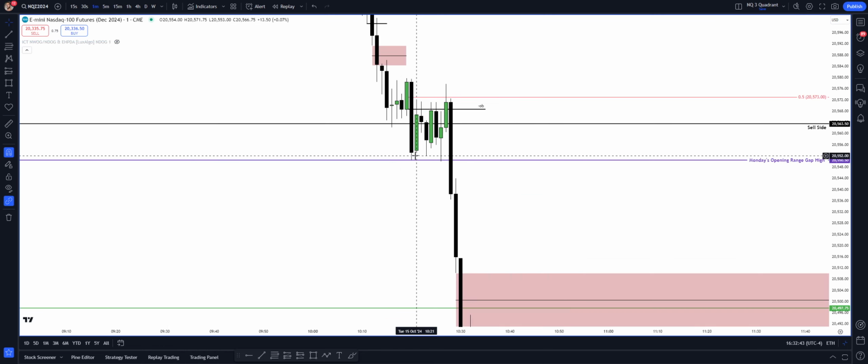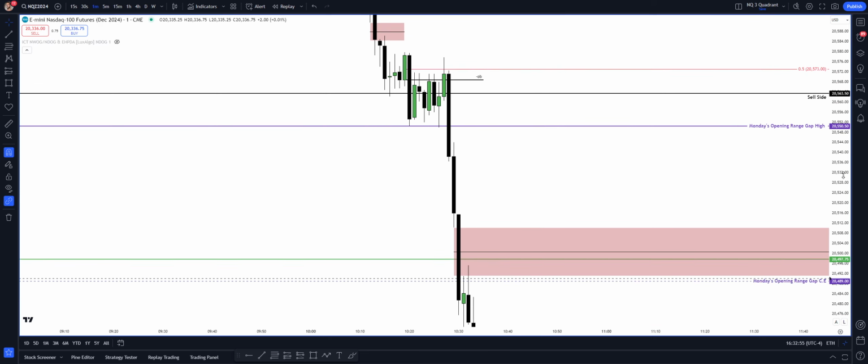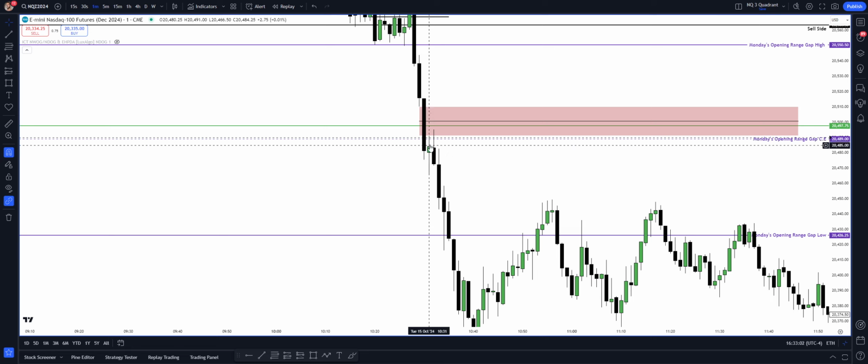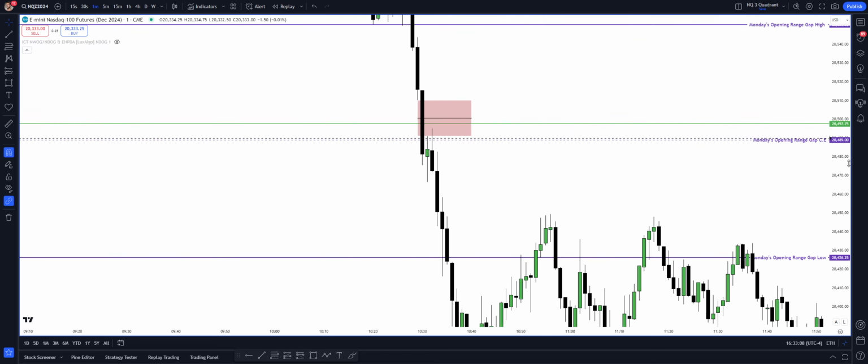So it came down to Monday's opening range gap high, pumped a little bit. This is basically a manipulation on the 5-minute. Went all the way up to the mean threshold of the OB, and this placed lower. Now we are inside the Monday's opening range gap. First displacement, second displacement, third displacement, and here same deal. The latest displacement below the opening range gap CE of Monday.